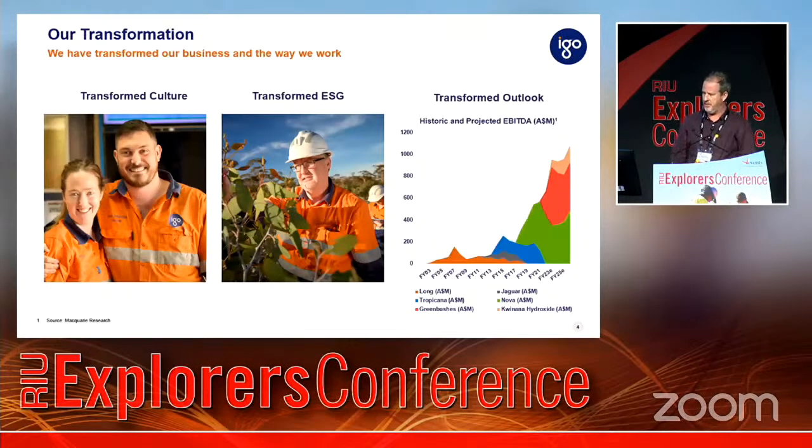So it's been an exciting time for IGO in the last 18 months. We've gone through a significant transformation recently with the acquisition of 25% of the Greenbushes lithium mine and 49% of the Kwinana lithium hydroxide refinery. This coincided with our divestment of Tropicana to make us a truly 100% energy metals mining and exploration company.